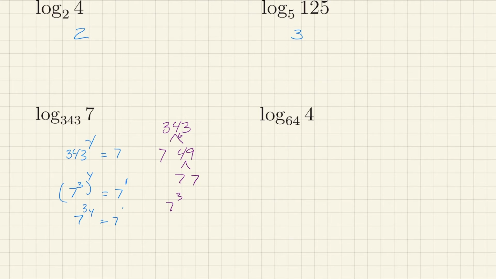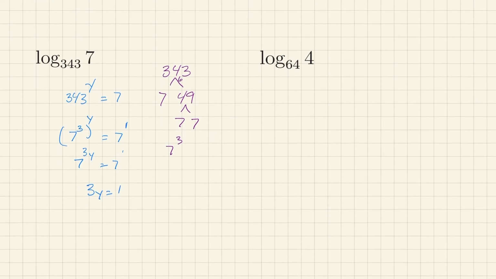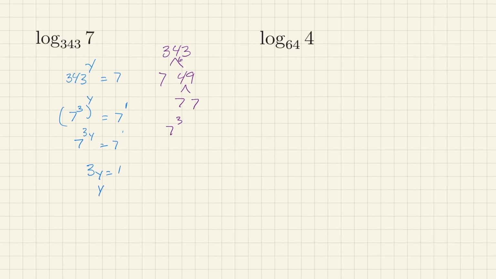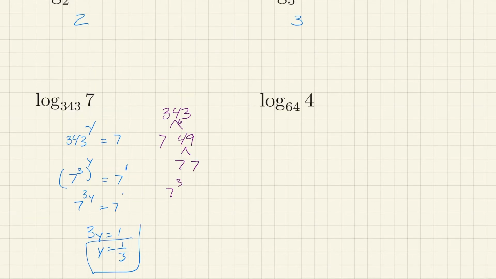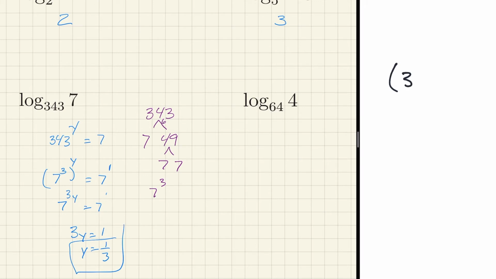Now with our bases equal, I can set the exponents equal to each other as well. So 3y is equal to 1. So y is equal to 1/3. So 343 raised to the 1/3 power equals 7. And if you can, I would encourage you to check with your calculator. 343 raised to the 1/3 power.